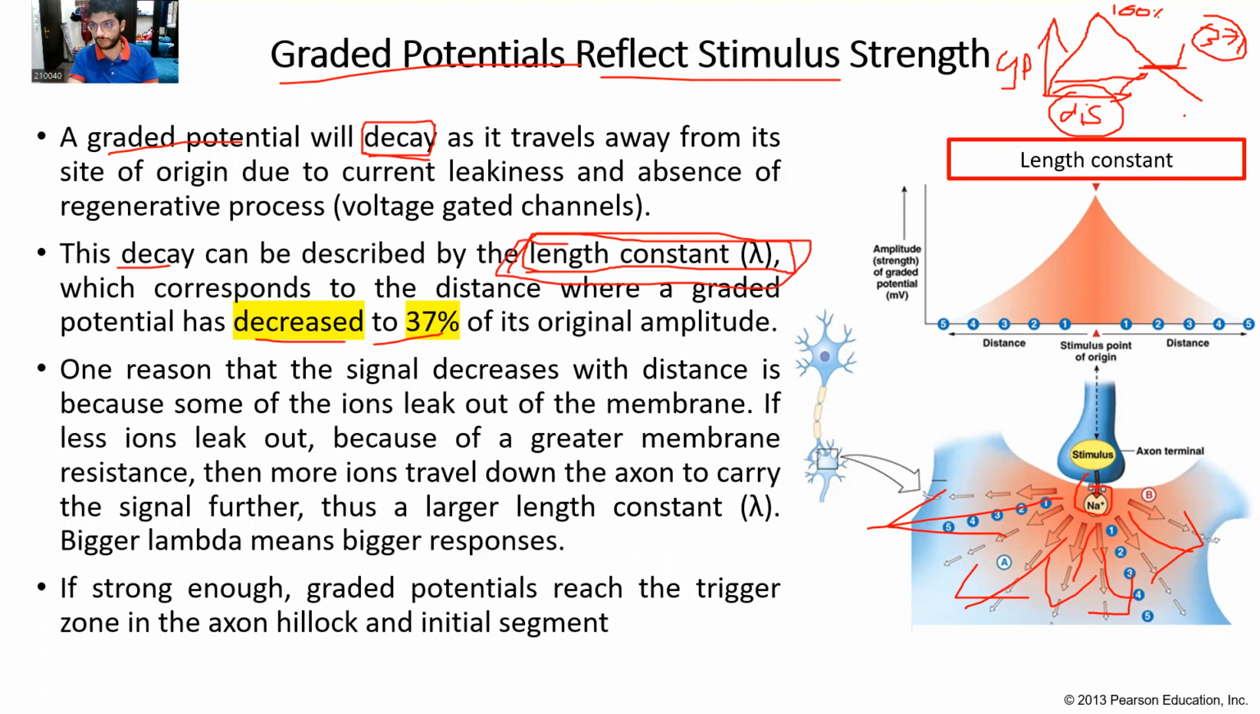That's what the length constant is. It's just the amount of distance traveled until the graded potential has gone down from 100% to 37%. And obviously, the larger the length constant, the more it travels. It means that until it reaches 37%, it travels much, much longer. It can go further and further. As the length constant goes down, it can travel less. Basically, the length constant is a reflection of how powerful a graded potential is. The larger the length constant, the larger the graded potential. And that's about all for the length constant.